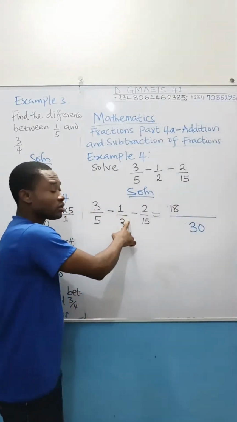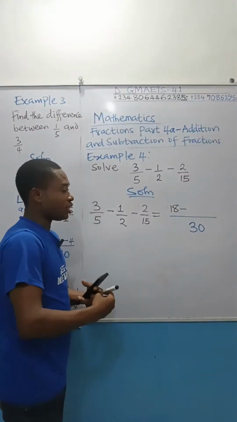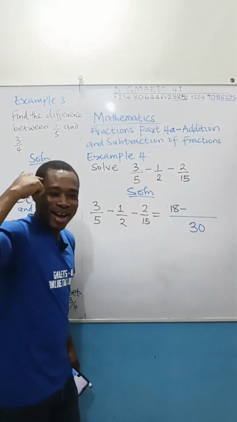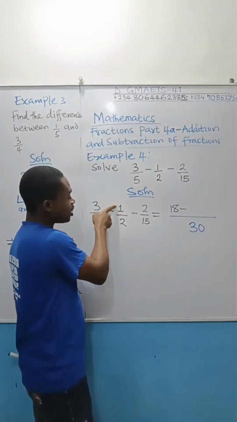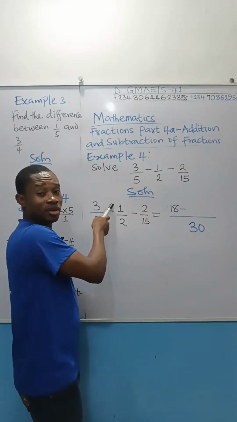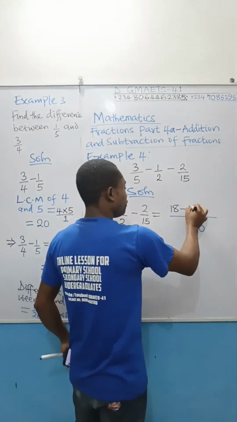Now, before you move on to the next fraction, you have minus here, so you fix minus. Repeat the same thing. The LCM is 30. Bring that 30 up here with your mind. If 30 is here, divide it by this 2. If 2 divides 30, you're going to get 15. Use the 15 to multiply 1, you'll get 15.